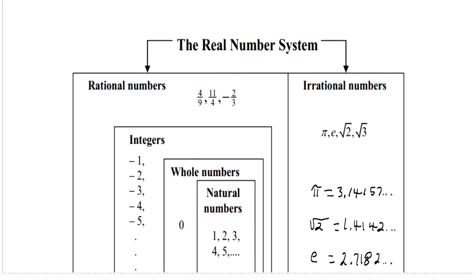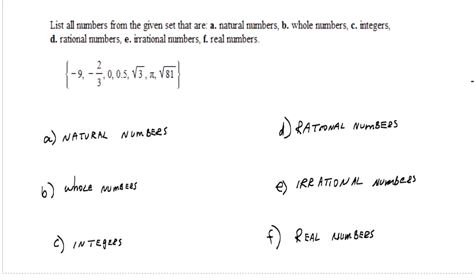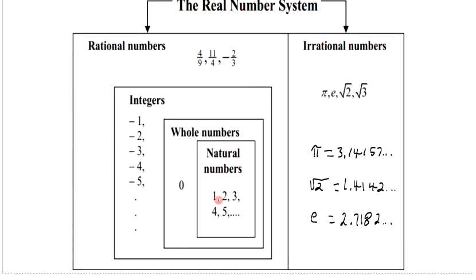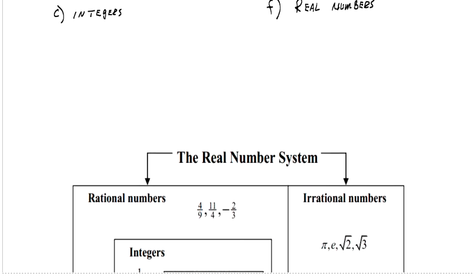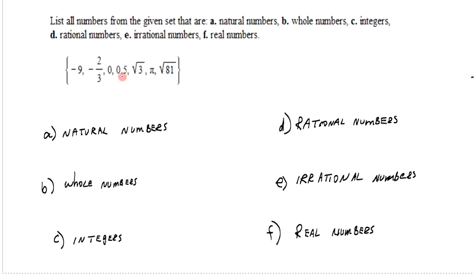Let's go back to the problem and identify what these numbers are. So -9 is not a natural number. I'm going to look for the natural numbers first. Not -9, not -2/3. 0 is not a natural number. Take a quick peek back down here again. The natural numbers start with 1 and go up. So all we do is tack on 0 to the natural numbers and we get the whole numbers. But 0 is not a natural number. 0.5 is not a natural number. This is actually 1/2, right? So it's definitely not a natural number.